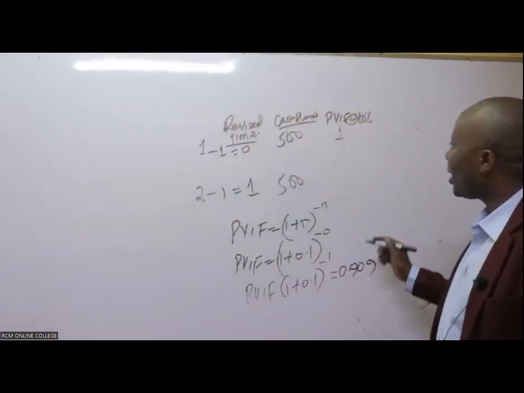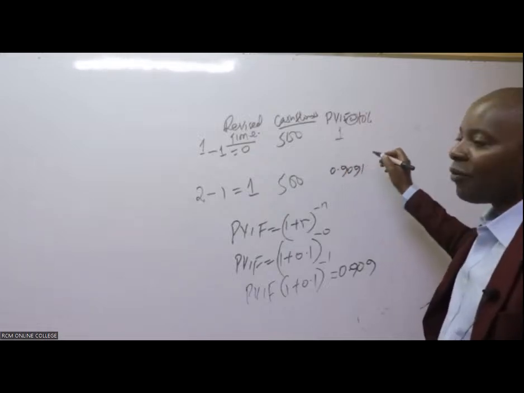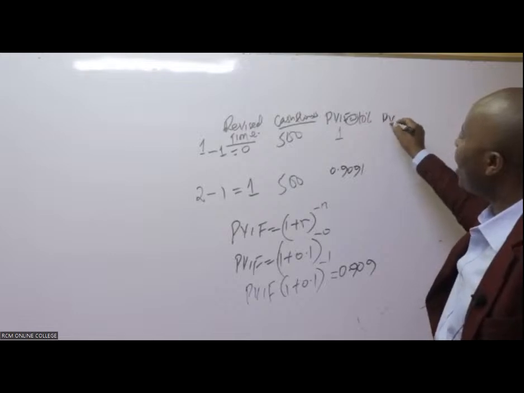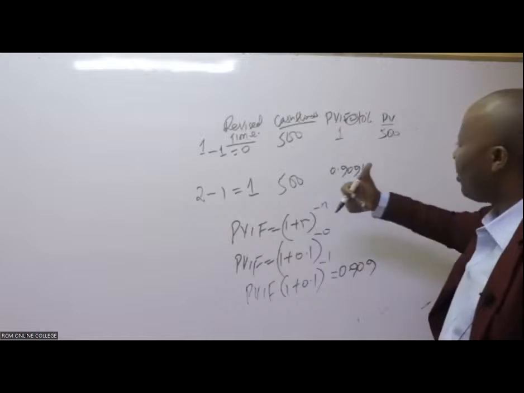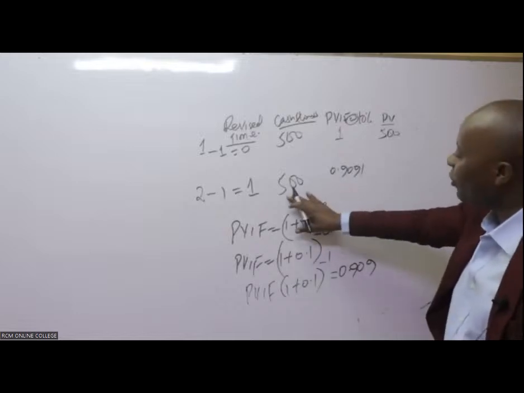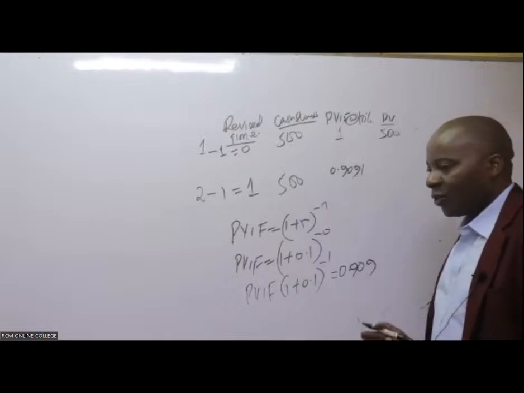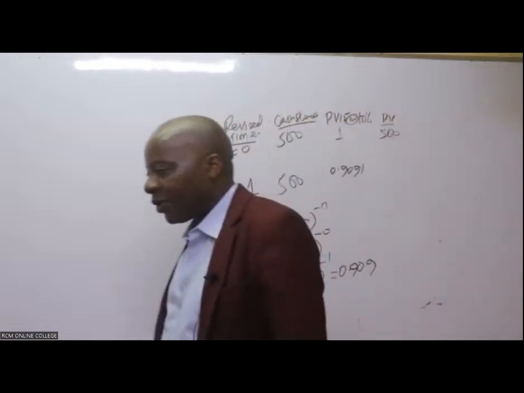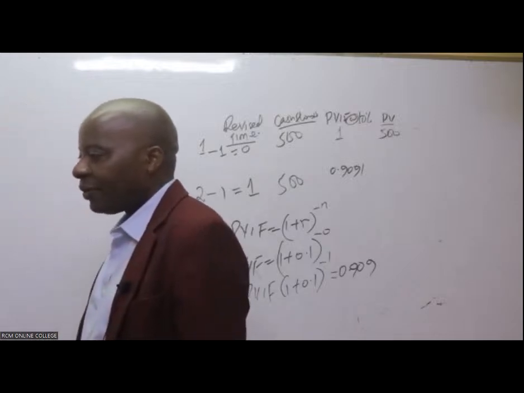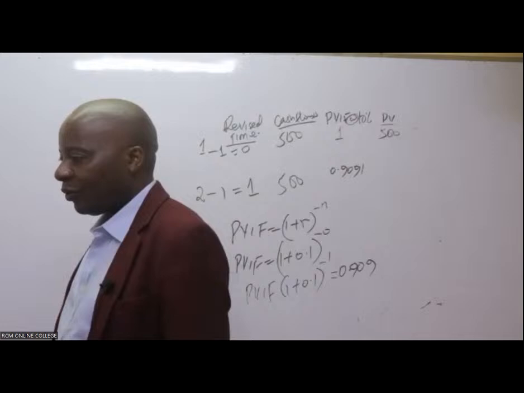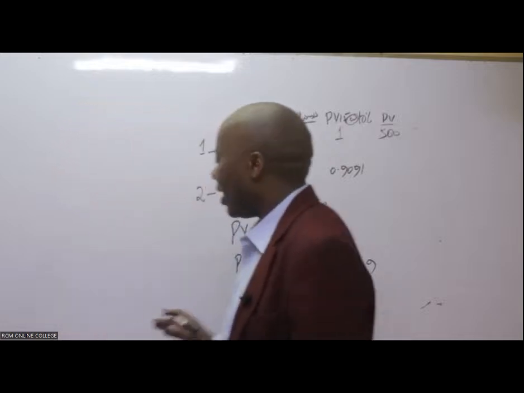So could we kindly put this figure here, please? 0.9091. I know you have not understood anything, but can you kindly just write this, and then give me a thumbs up once you finish writing. So what is 500 times this? 500 times 0.9091 gives me what figure? 454.55.